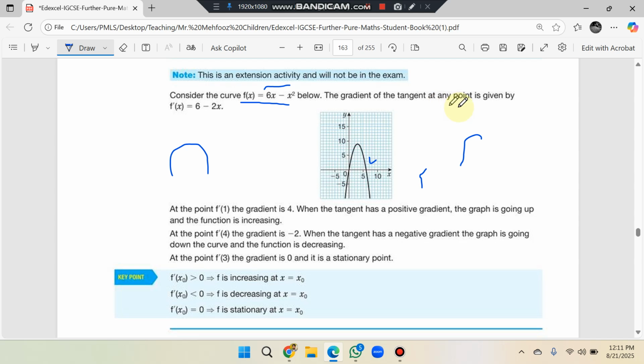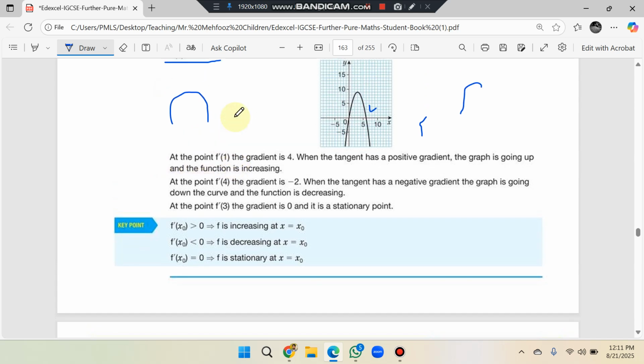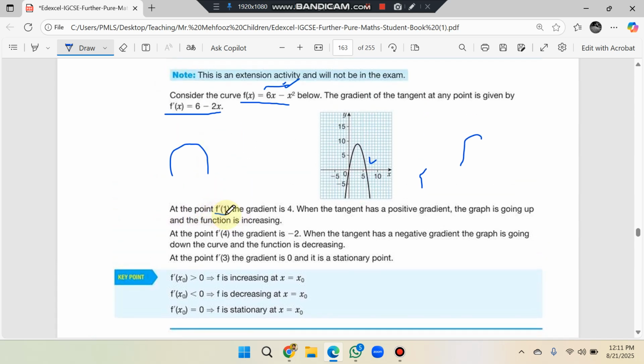The gradient of the tangent at any point is given by f prime of x, that is 6 minus 2x. If we take the derivative of that quadratic function, the answer will be 6 minus 2x. Do you have any problem up to this step? Okay. So at the point f prime of 1, the gradient is 4, because if we put 1 into this gradient function, the answer is 4.